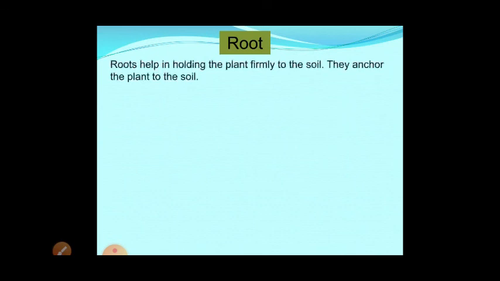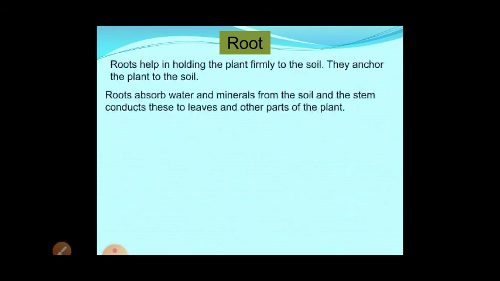The root absorbs water and minerals from the soil, and the stem conducts those to the leaves and other parts of the plant. As we saw, xylem and phloem are present in the stem, and similarly they are present in roots also. Through the xylem, the root sends water to the stem, and through the phloem, the stem provides food to the roots.